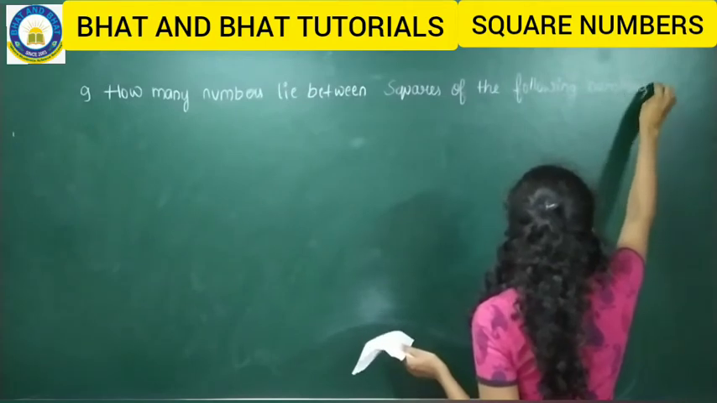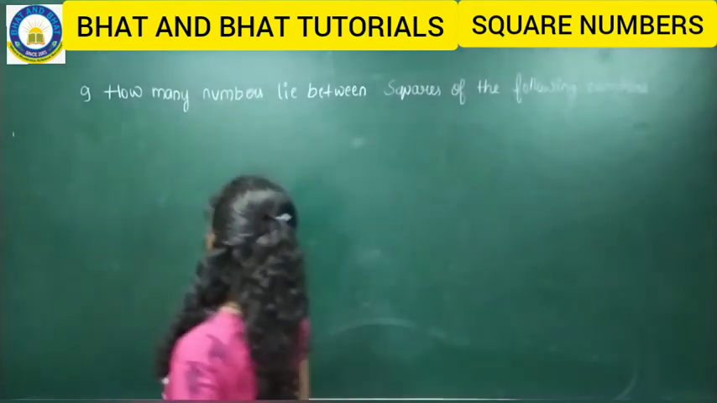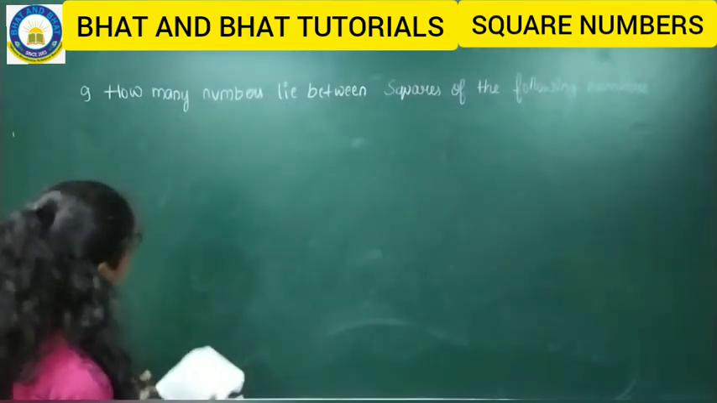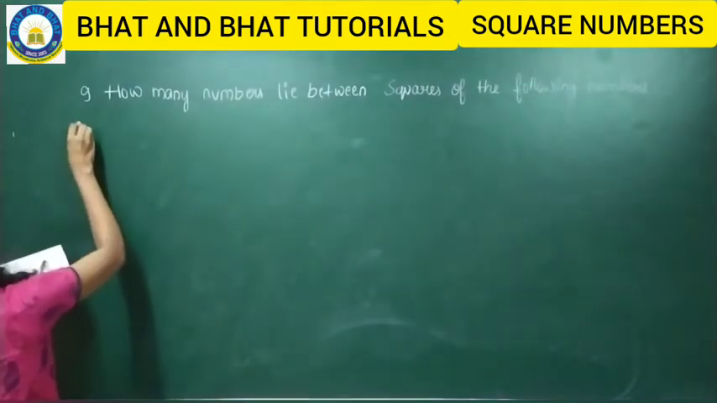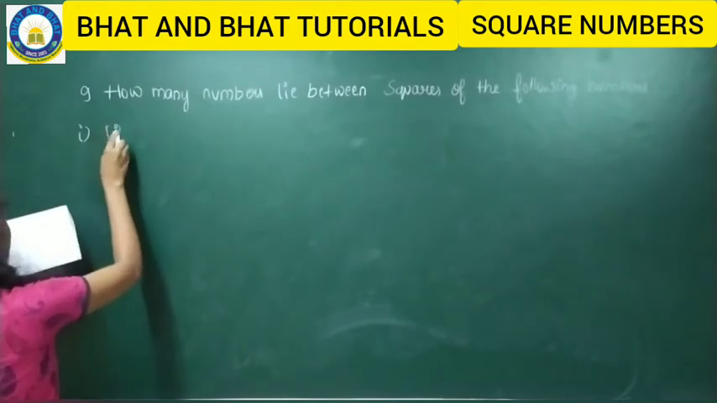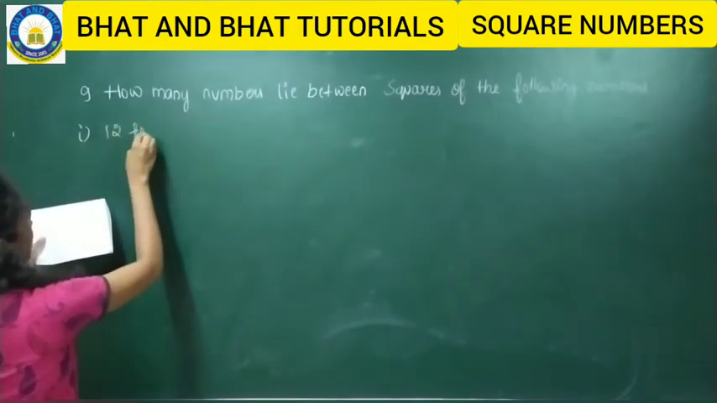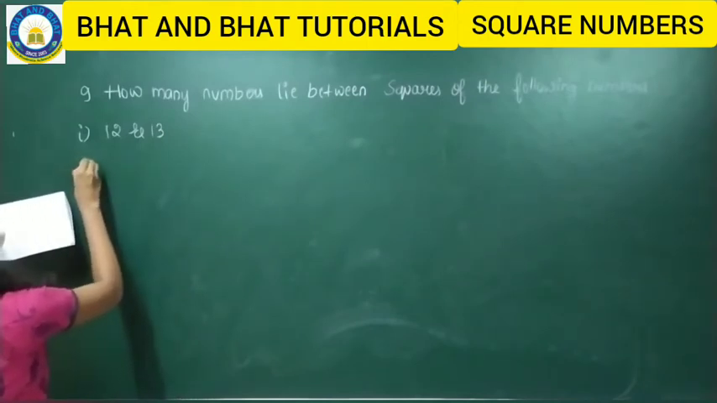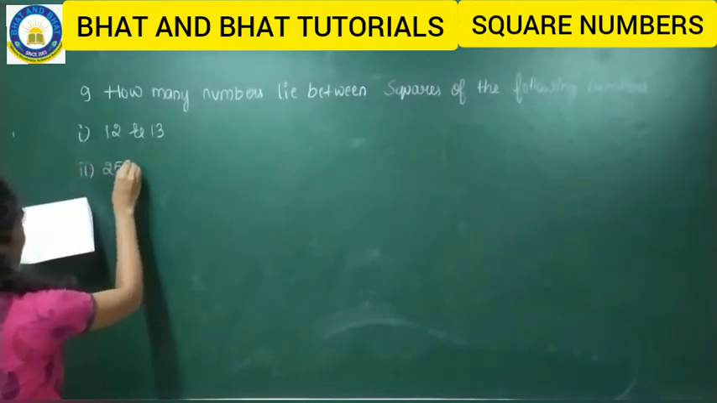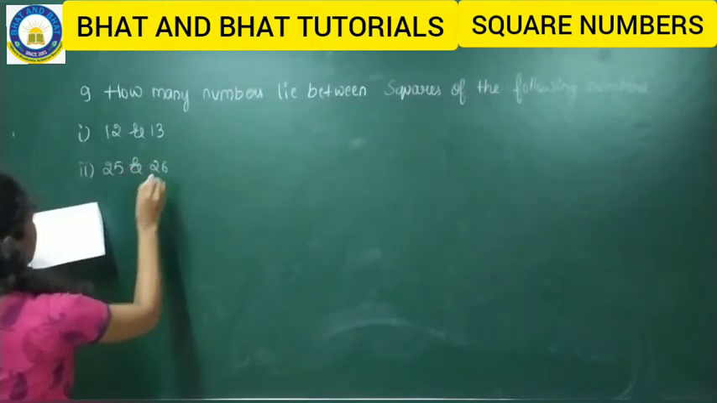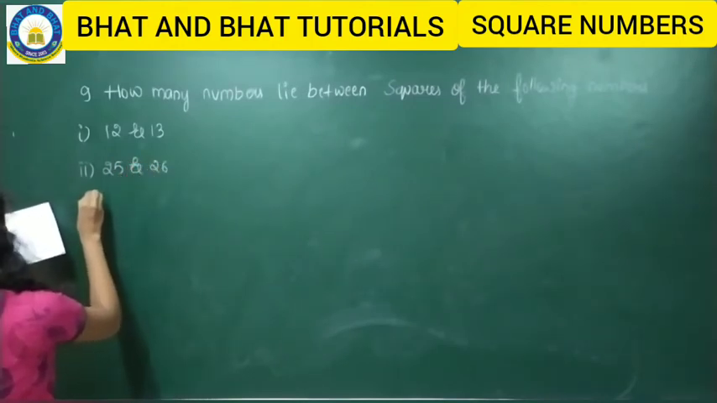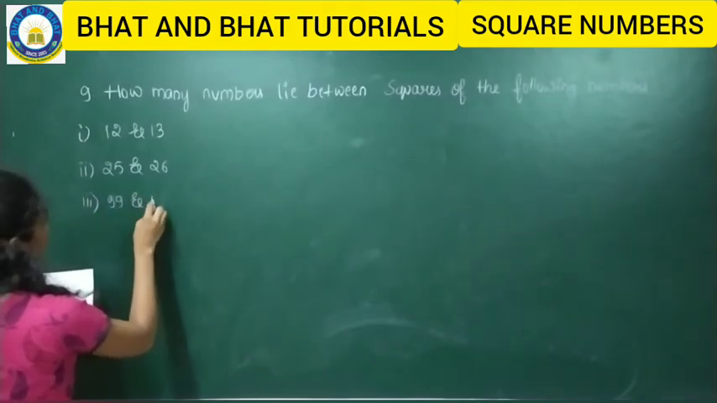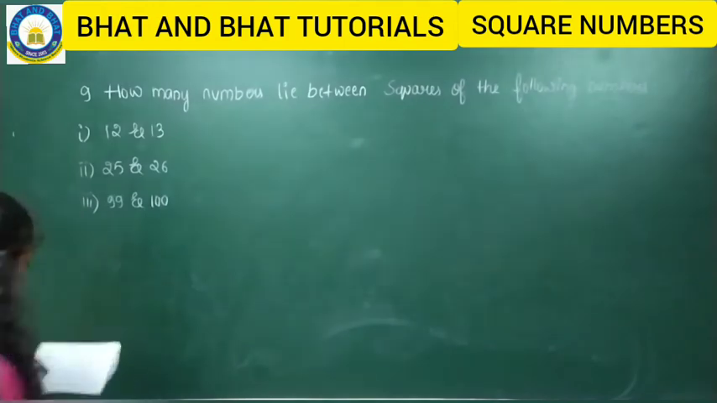So this is your question. How many numbers lie between the squares of the following numbers? Okay. So this one you have to find out. And the questions are 12 and 13. First one, that is 12 and 13. Second one, 25 and 26. Third one, 99 and 100. So these are the 3 numbers that you are having.